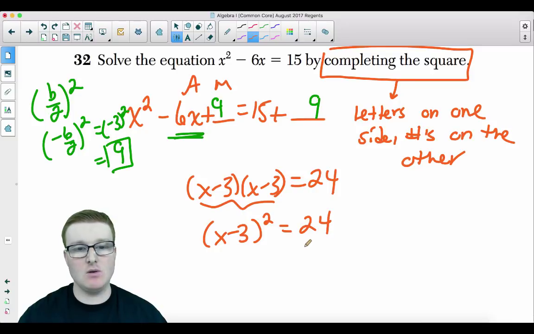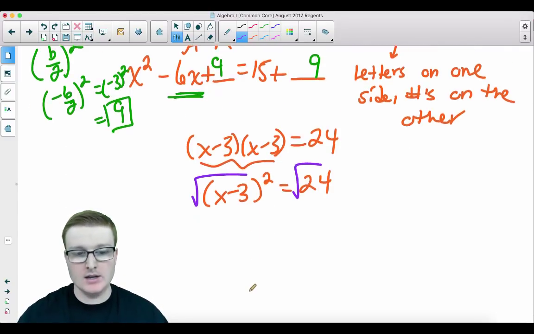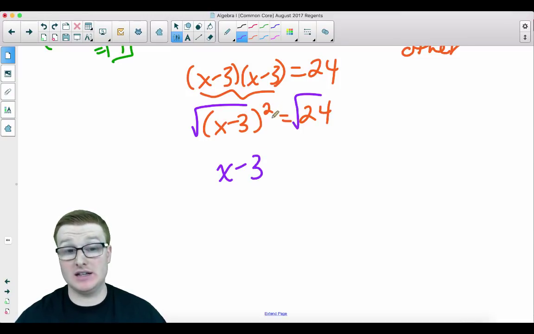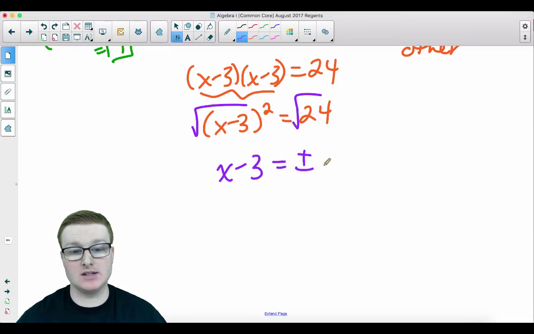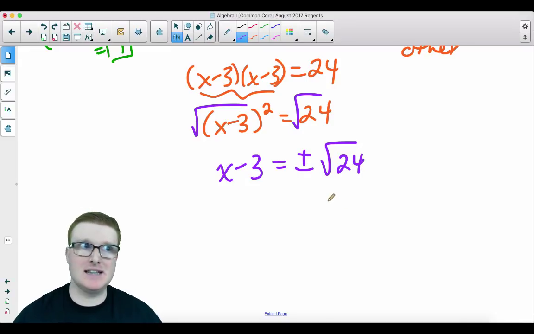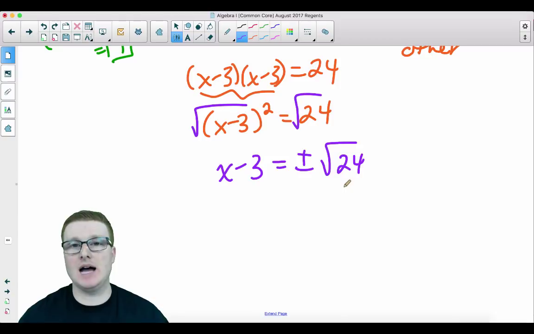Okay? So now in order to keep going with this, we need to take the square root. Okay? So we get x minus 3, because we just get rid of that square. X minus 3 is equal to plus minus the square root of 24. Now, the reason why it's plus minus here, not the plus minus in that volume question, is because a number could be positive or negative, not the radius of a circle.